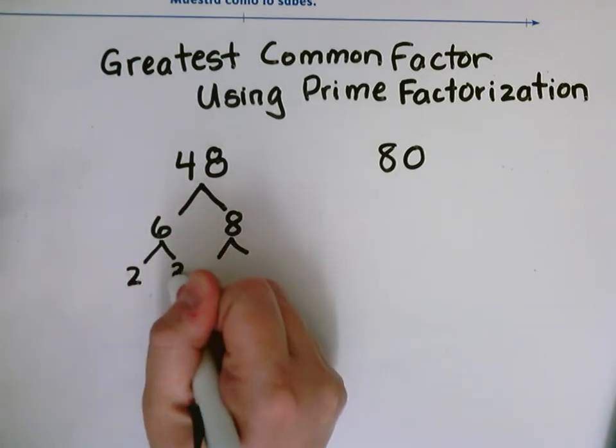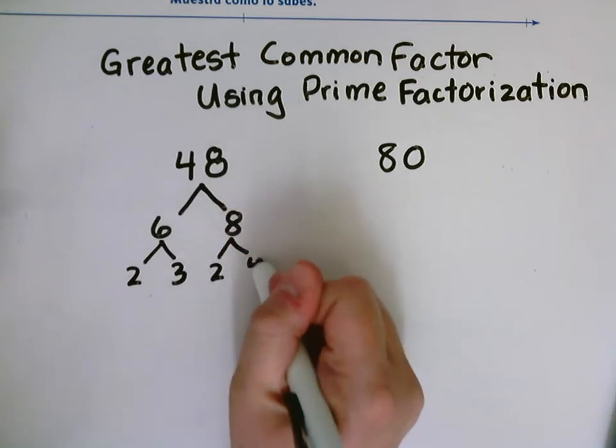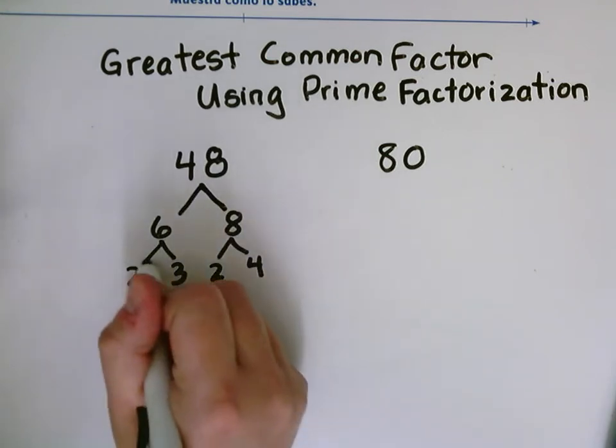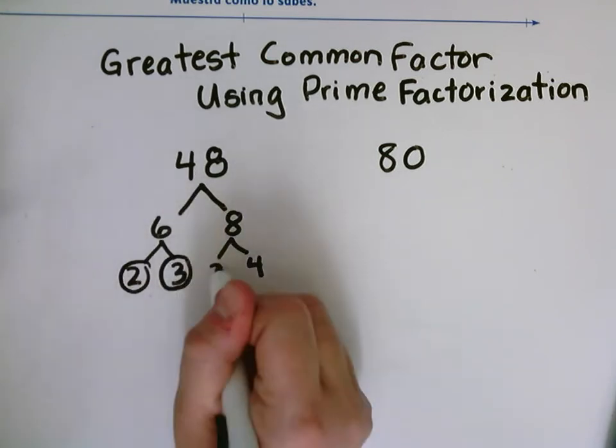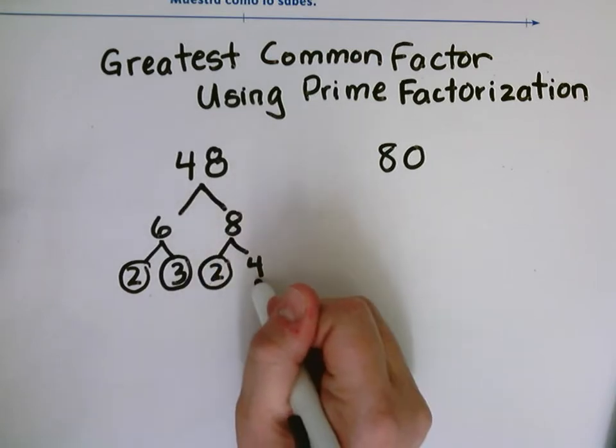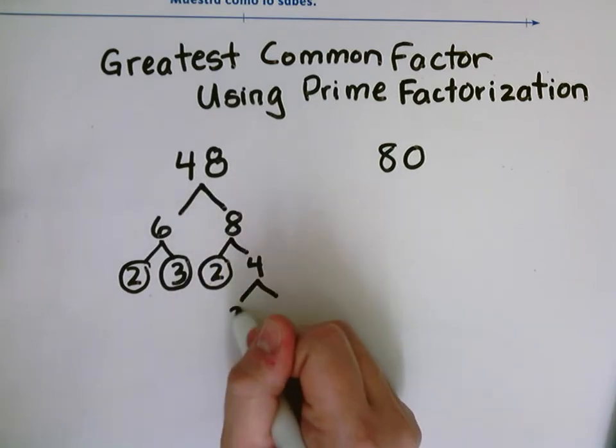2 times 3 equals 6. 2 times 4 equals 8. And 2 is prime, 3 is prime, 2 is prime, 4 is not prime. So I'm going to keep moving with the 4, and 2 times 2 is 4. And those are both prime.